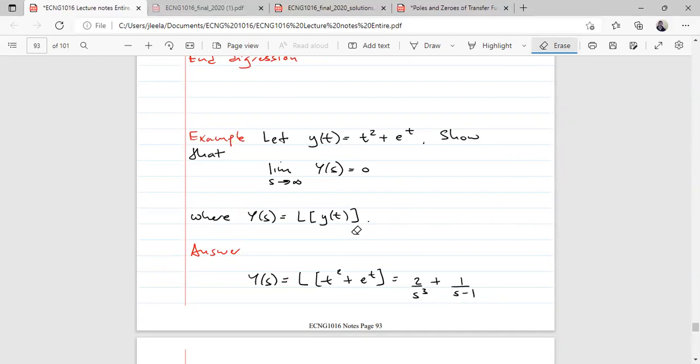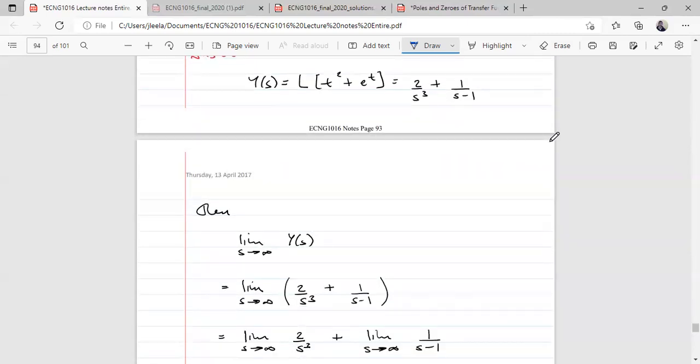Let's look at an example of this now. Let y(t) equal t squared plus e to the t. Show that y(s) as s approaches infinity is equal to 0, where y(s) is the Laplace of y(t). So if we take the Laplace of y(t), we take the Laplace of t squared plus e to the t. The Laplace of t squared is 2 factorial over s cubed, plus 1 over s minus 1. And we know 2 factorial is just 2.